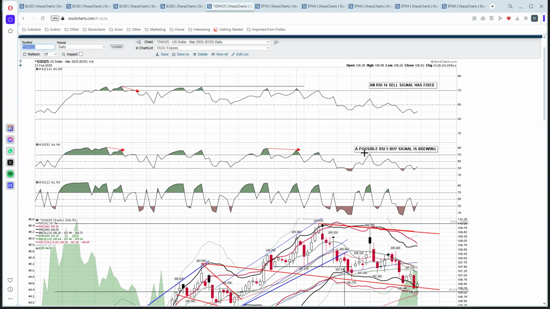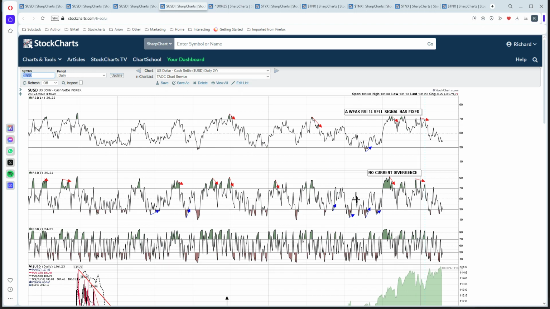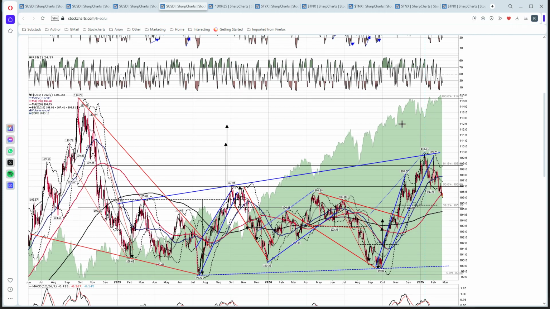Looking at DX, we've got a possible RSI 5 buy signal brewing on the daily now. I'm liking this. We've got a nice looking little double bottom as well. It looks good. I haven't marked it in, but we've actually got a possible RSI 5 buy signal brewing here on DX. Nice looking potential double bottom, not quite as nice as the one on DX, but still pretty good.